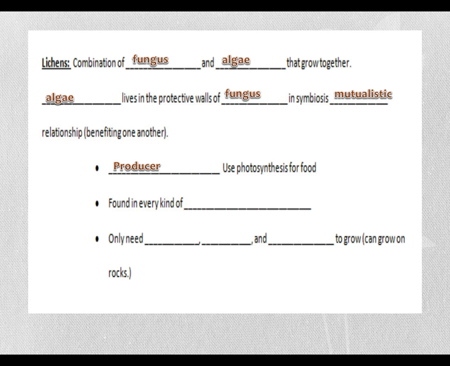Lichen can be found in every kind of environment, from cold to hot, from dry to wet, because all it needs is air, light, and minerals. Nope, air, light, and minerals, that's it. So it can grow on rocks. And it actually feeds on rocks to break down rocks in certain areas. So that's all it needs.